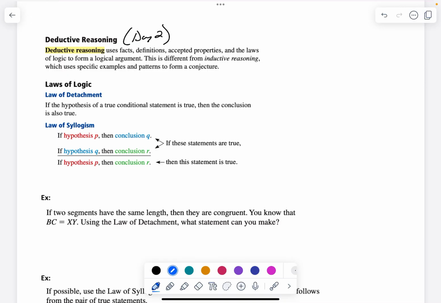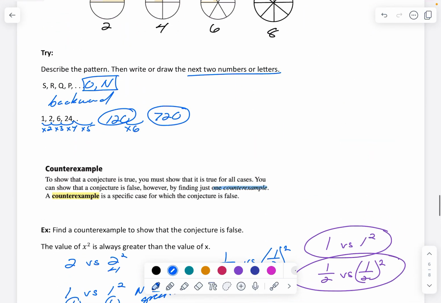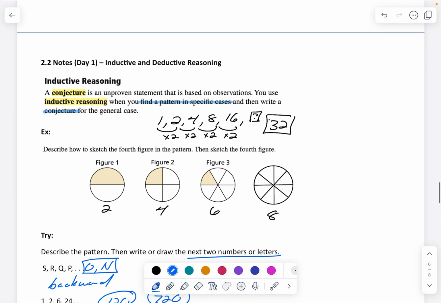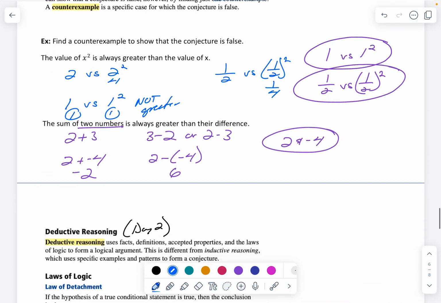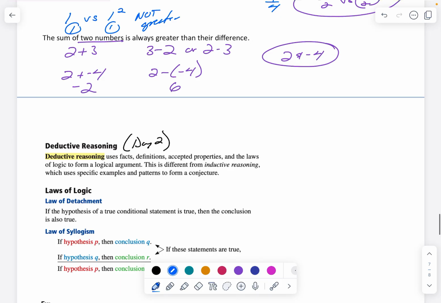All right, day 2, deductive reasoning. So what we did in day 1 is inductive reasoning. Inductive reasoning is finding a pattern. Deductive reasoning is logic. Good logic, right? Concrete logic. This uses facts, definitions, accepted properties, and the laws of logic to form a logical argument.